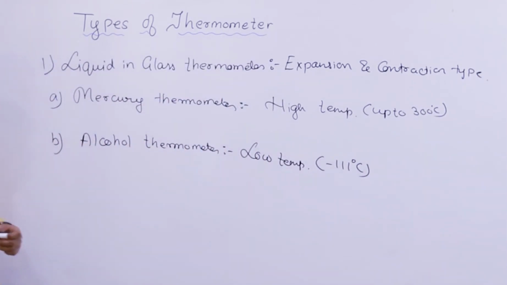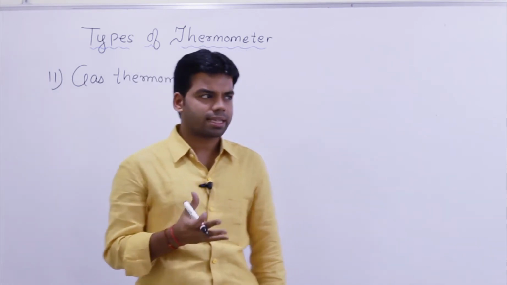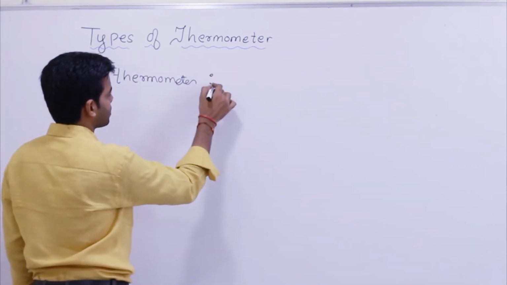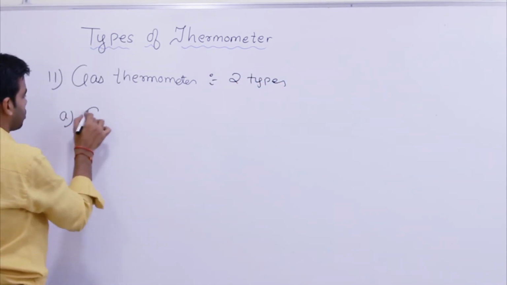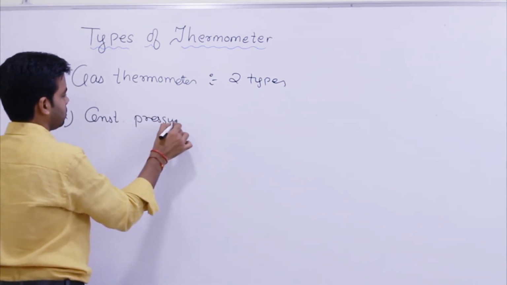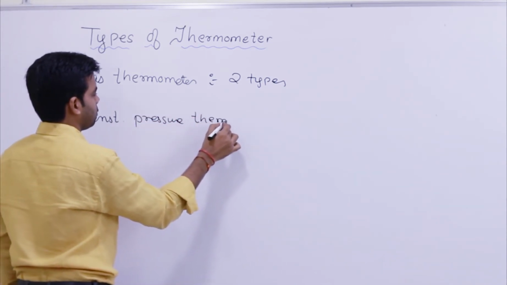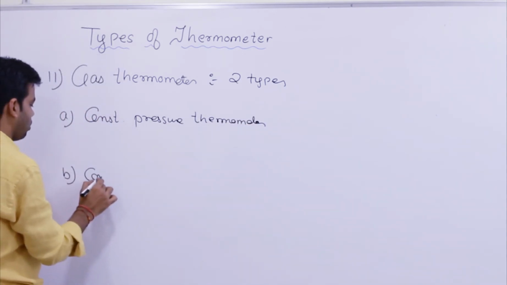Getting this or not? Okay, so this is the first type of thermometer, the liquid in glass thermometer. The next type of thermometer is the gas thermometer. Now gas thermometers are of two types. It can be either a constant pressure thermometer or a constant volume thermometer.